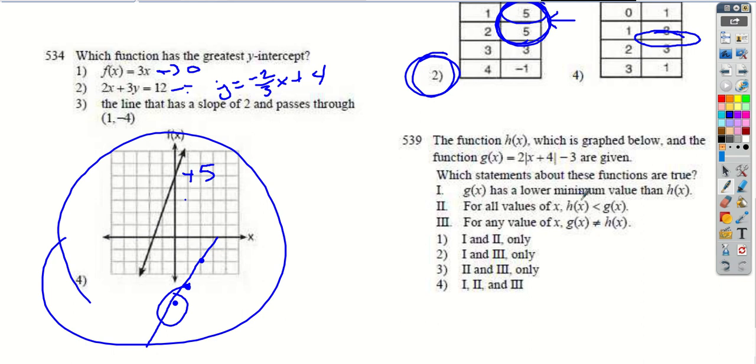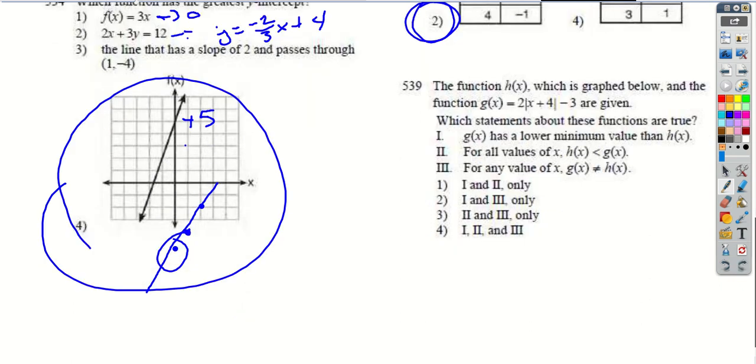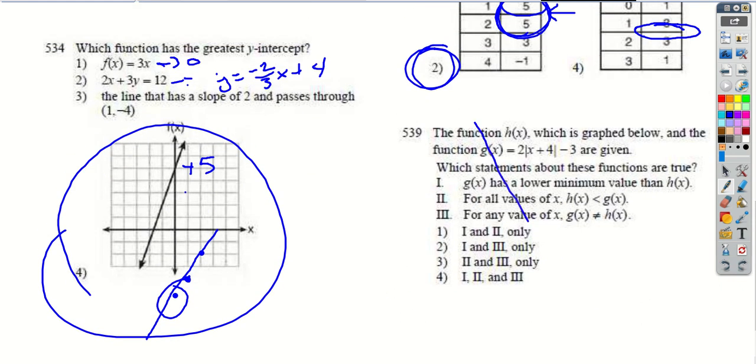All right. Which statement about these functions is true? So the graph below, is there a graph below? There is not a graph below. So don't even worry about this one, because the graph's not there.